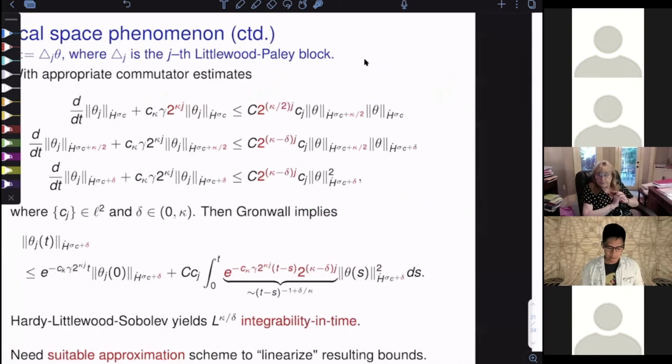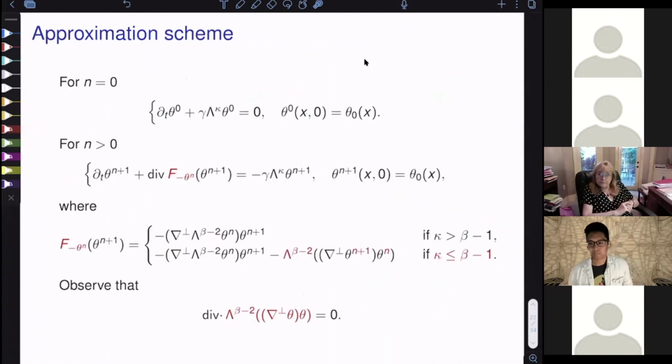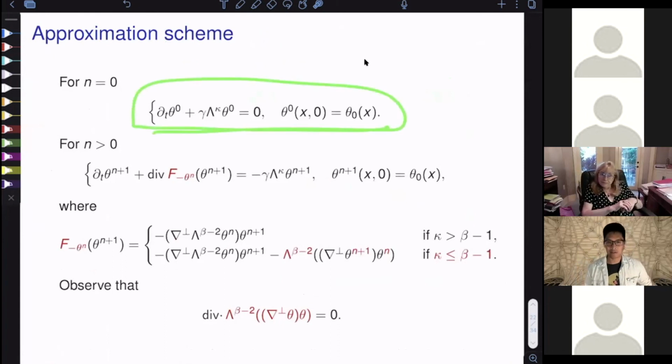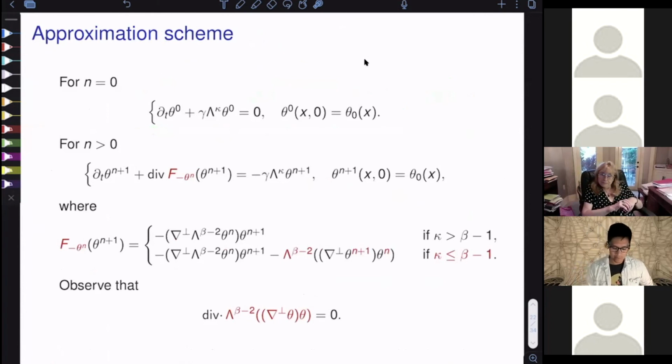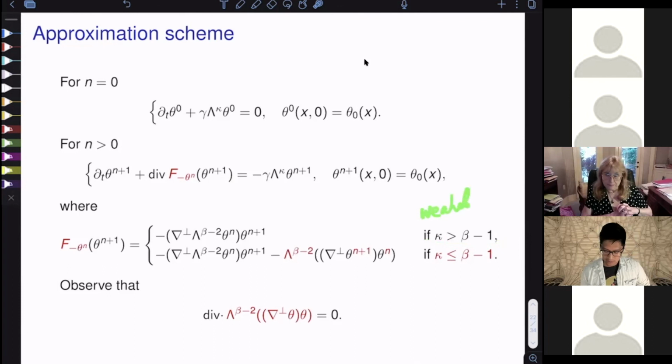Okay, so here is the scheme. The first level is simply the heat equation, the fractional heat equation. And then for larger n, for further levels in the approximation, when kappa is above beta minus 1, so this is what I'll call the weakly quasi-linear regime.